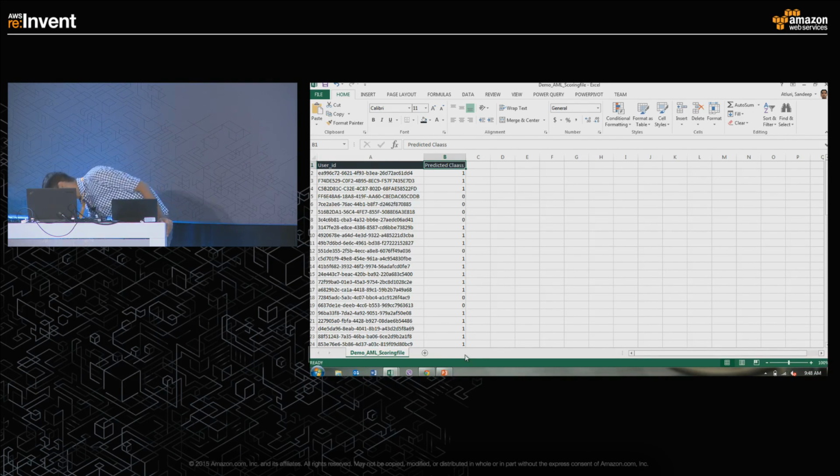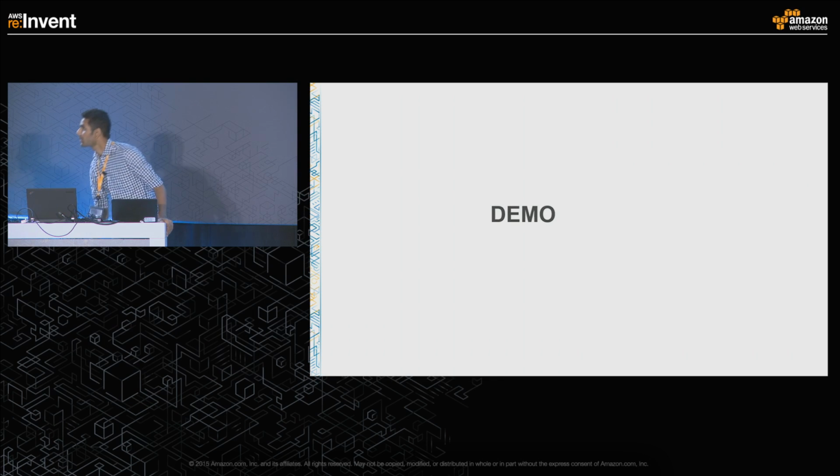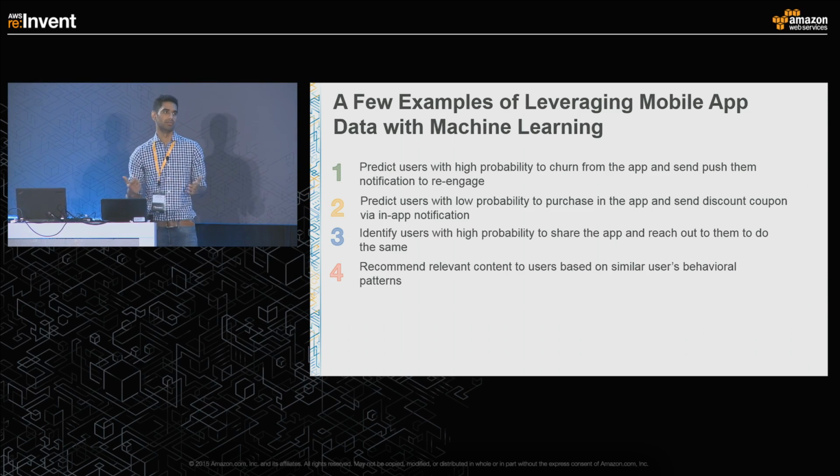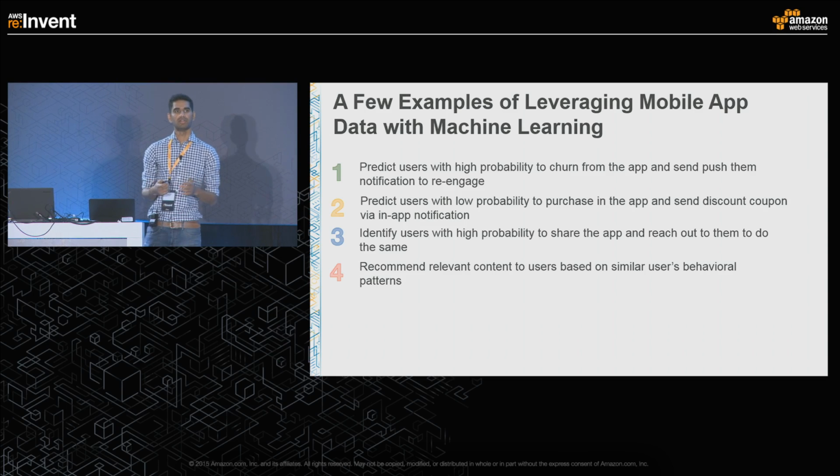Let's just switch back to the presentation mode again. So we've just built a churn model, but what else could you do, right? In your app, you could obviously predict churn. You could predict which users are going to purchase in-app items. You could predict if the users are going to do a particular action, like are they going to share something in the app, or are they going to use a particular feature or not.